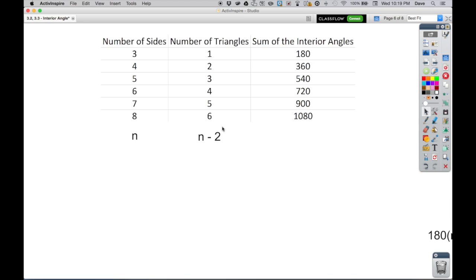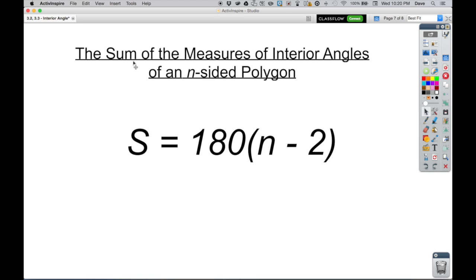And if this is the number of triangles in the shape, then all I have to do is multiply that by 180, and that gives me the sum of the interior angles. So we do 180 times the number of sides minus 2. And so what we developed was this formula. The sum of the measures of interior angles of an n-sided polygon, so for any number of sides, S is the sum. It's always equal to 180 degrees times the number of sides minus 2, because the number of sides minus 2 gives us the number of triangles.